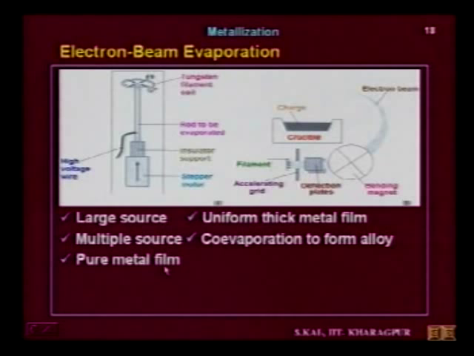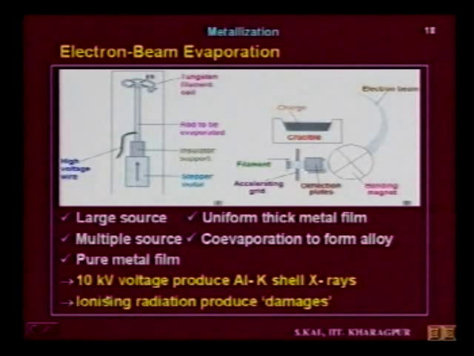The other advantage is a pure metal film, because contamination is less. But the disadvantage here is the ionizing radiation. So here a 10 kV voltage produces aluminium K alpha X-rays. So a 10 kilovolt voltage produces aluminium K shell X-rays.